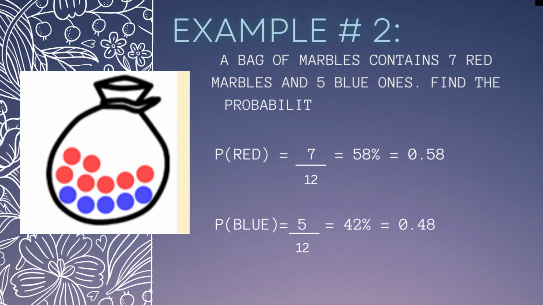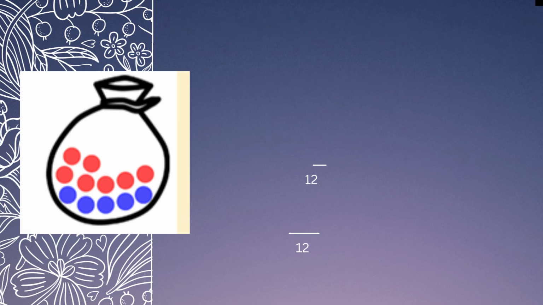Get its percentage by dividing 7 by 12 and get 58%. Complementarily, the probability of getting a blue marble is 42%. Add both 58 and 42 and you'll get 100% of getting any marble.